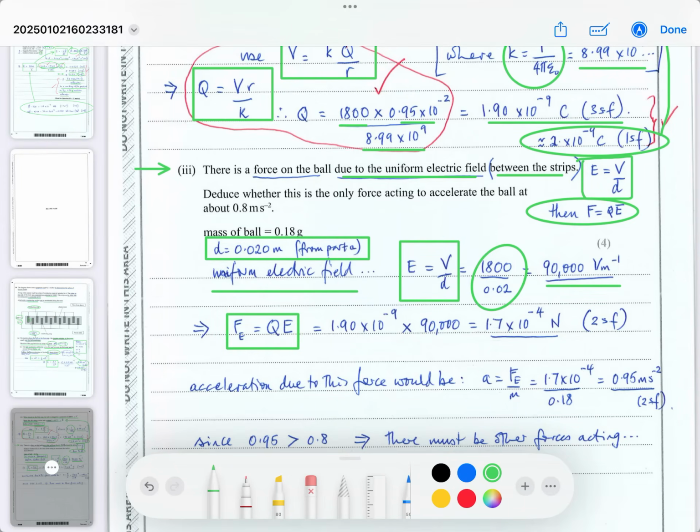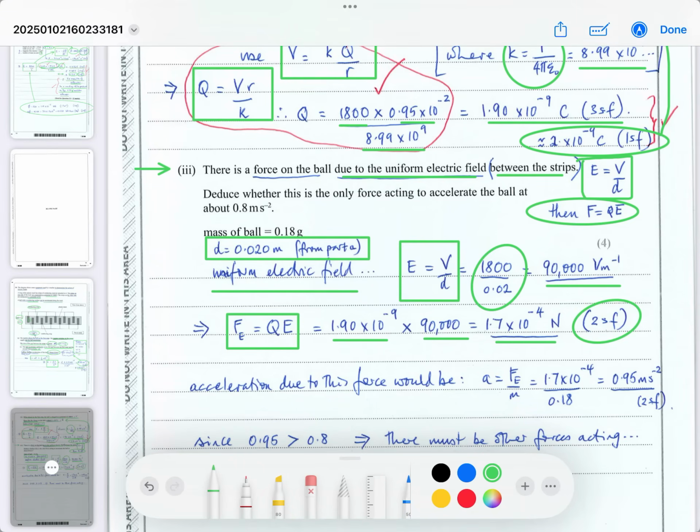So there's the charge that we worked out before to 2 significant figures. Don't use the rounded up value. There's the electric field strength. And you can get the force as being 1.7 times 10 to the minus 4 newtons to 2 significant figures. Most of the data is provided to 2 significant figures.